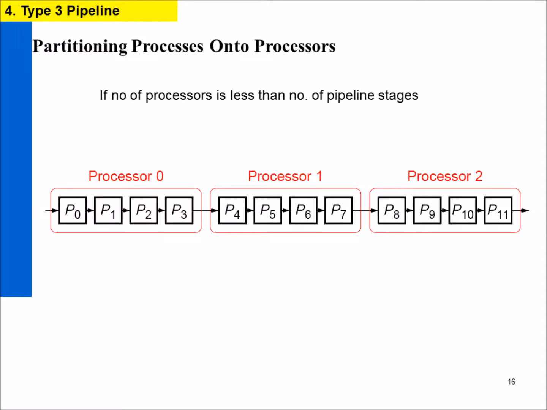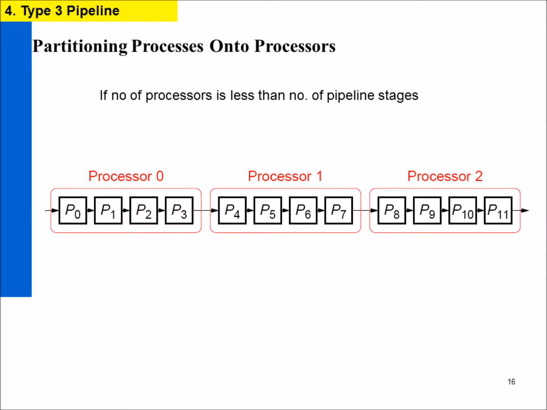Now, in real life, you very often do not have the same number of processes as you have pipeline stages. So how do we deal with this? Well, the obvious way is to group several stages together for a particular processor. So we see in this particular example, we have one processor taking 4 processes. So processor 0 takes process 0 through 3, and then processor 1 takes process 4 through 7, and finally processor 2 takes process 8 through 11.